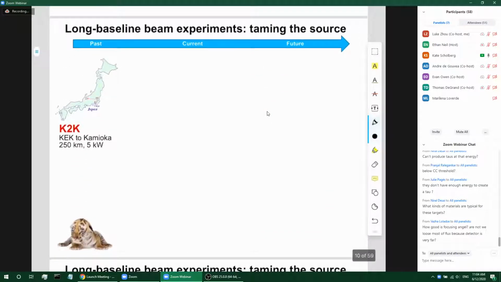And so here are some beam experiments. The first one was K2K.